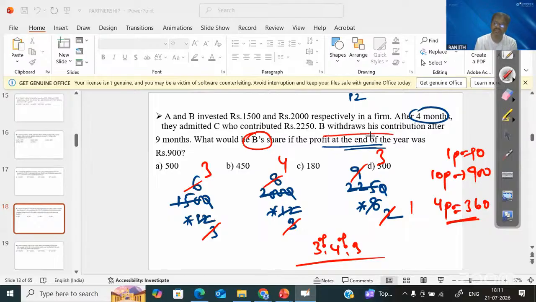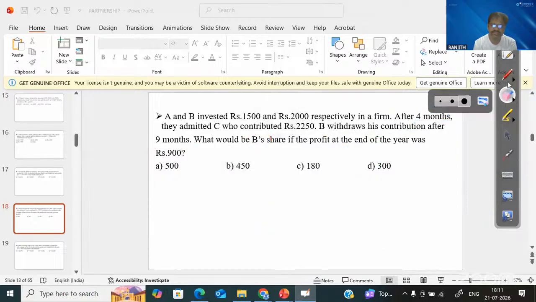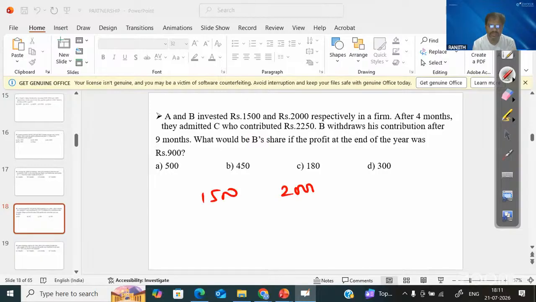B withdraws his contribution after 9 months. Once again, A is 1500, B will be equal to 2000, and C will be equal to 2250. It is 8 months, it will be 9 months, it will be 12 months. 6, 8, 9.